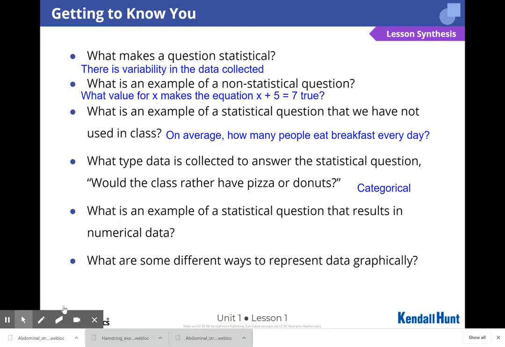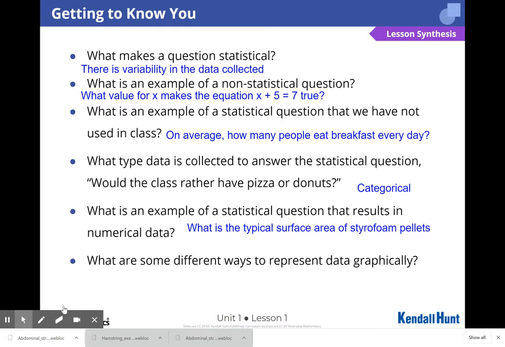What is an example of a statistical question that results in numerical data? So we need a question that will give us a number as the response. So what is the typical surface area of styrofoam pellets? So if we ask this question, we would have to measure the area of a styrofoam pellet, and our answer would be a number.